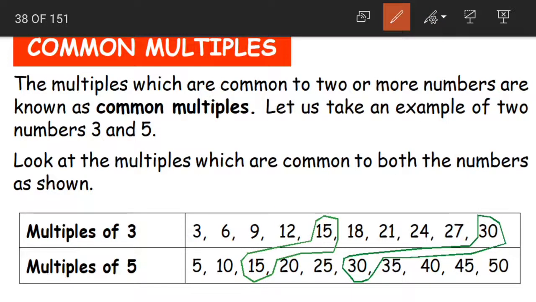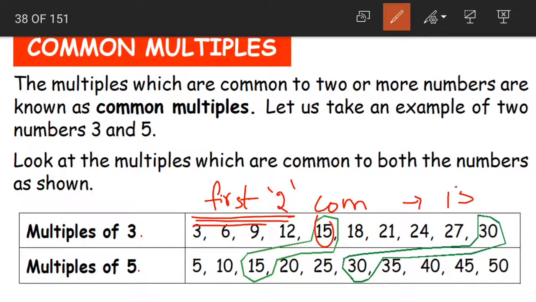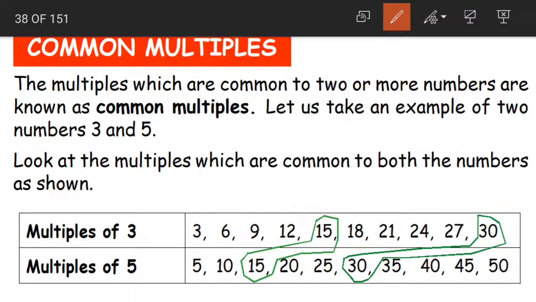These are the first two common multiples. Again, why am I specifying the term first two common multiples here? Because as we have discussed, the number of multiples is infinite. We cannot exactly say the number of multiples that we have. So whenever we are writing or talking about multiples, we say the first 5 multiples or the first 5 common multiples. So the first two common multiples of 3 and 5 are 15 and 30. Understood, children, the concept of common multiples?